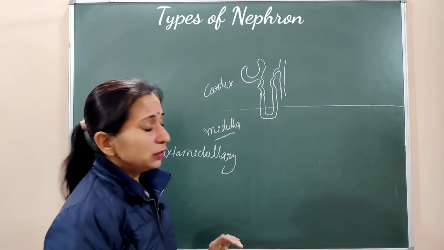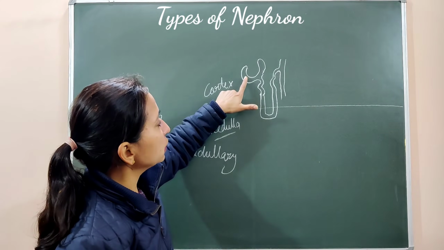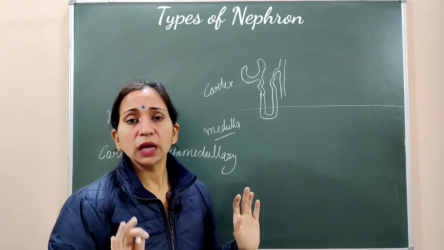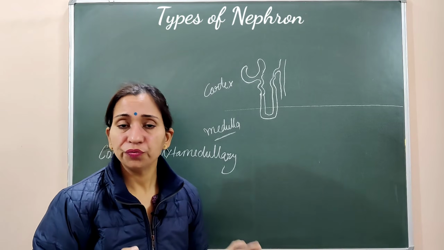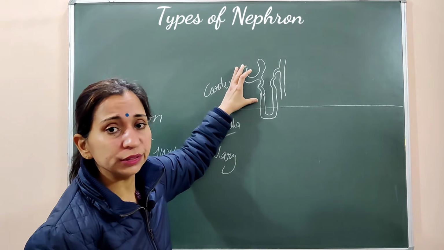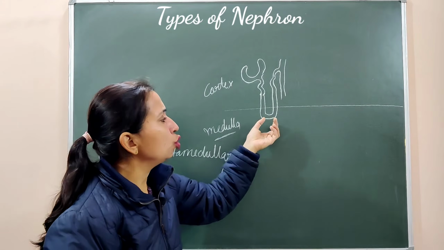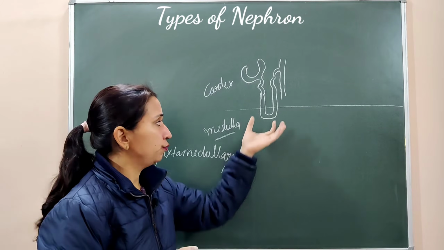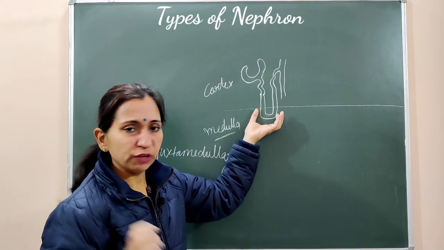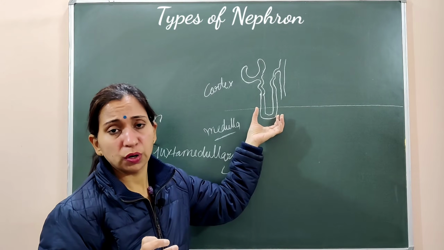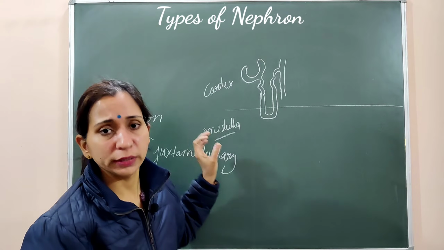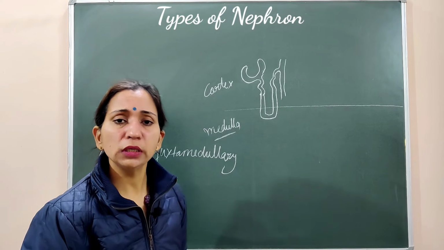Here we can see that in the cortical nephron, the Bowman's capsule, the PCT, DCT, all these regions are found in the cortex region of the kidney. Whereas the loop of Henle is very short, and only a very short part of this loop of Henle is found in the medulla region. The rest of the part is basically found in the cortex region. That's why they are known as cortical nephron.